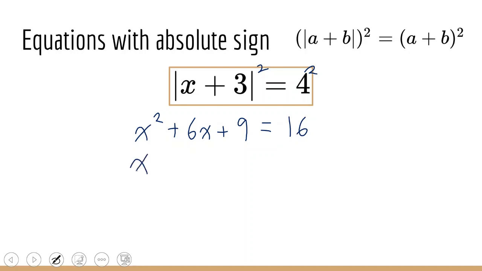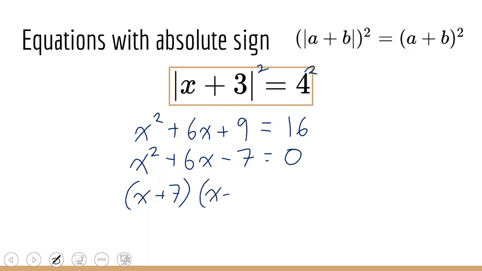Let's go ahead and bring everything to one side. And then once I look at this, I can see I can actually just factor this with 7 and minus 1. And so the solutions I get would either be x is minus 7 or x is 1.